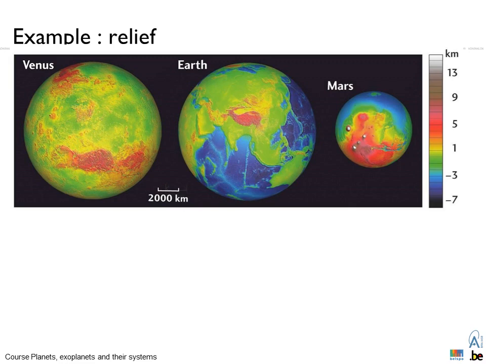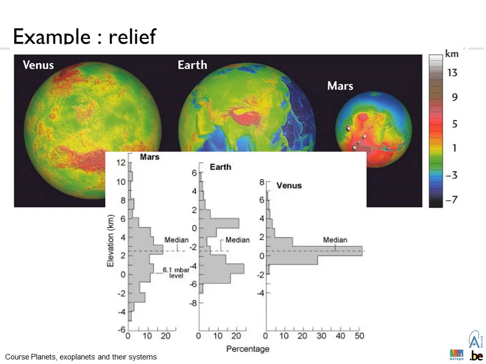A first example of comparative planetology is the analysis of the different relief of planets and what these could tell us about their formation and evolution. This graph shows the percentage of surface having a specific height. One can see that almost all Venusian relief lies within 2 km, confirming the idea of relatively recent global resurfacing.